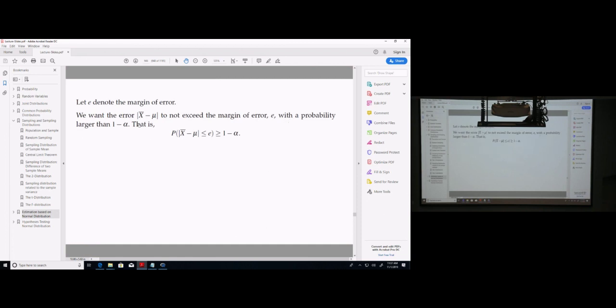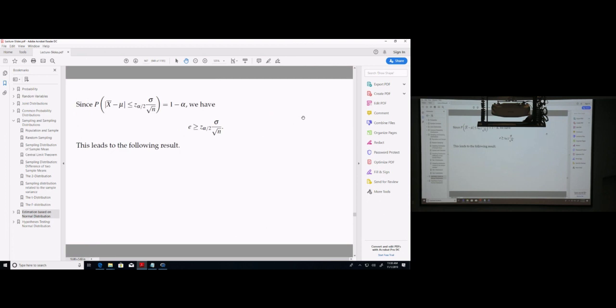Okay, so we want the estimation error to not exceed the margin of error. This is crucial. But you cannot expect this for certain; it's only with a certain probability. You can't do it with probability 1. With probability 1, you can't be certain that you will not exceed the margin of error. You can only assure that the margin of error will not be exceeded with a certain probability.